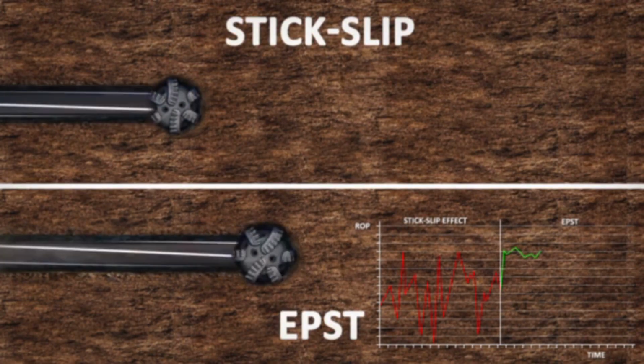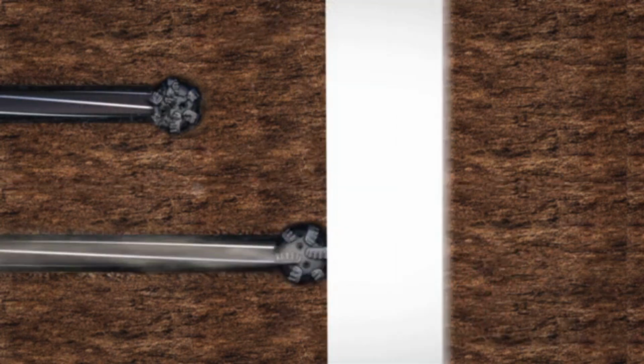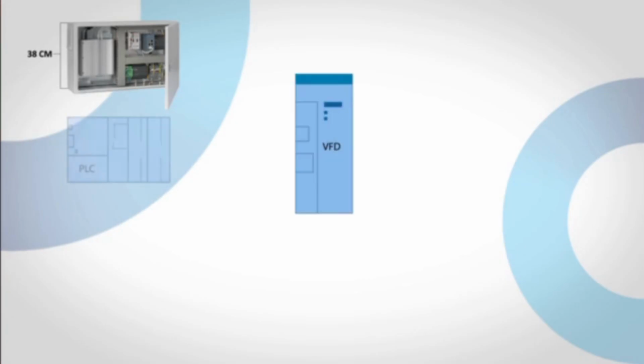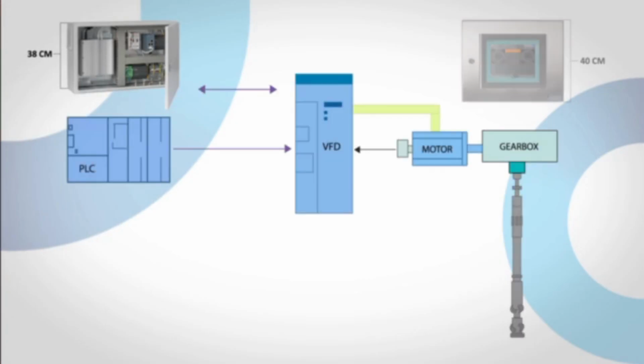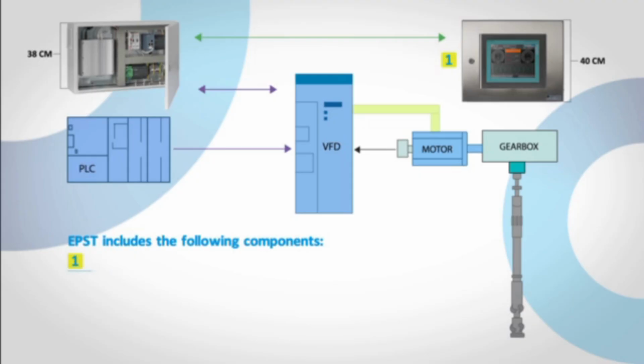The system consists of two hardware components, the controller, which is mounted nearby the motor power controls, and the tactile screen, mounted comfortably near the driller. It is easy to install and easy to maintain.